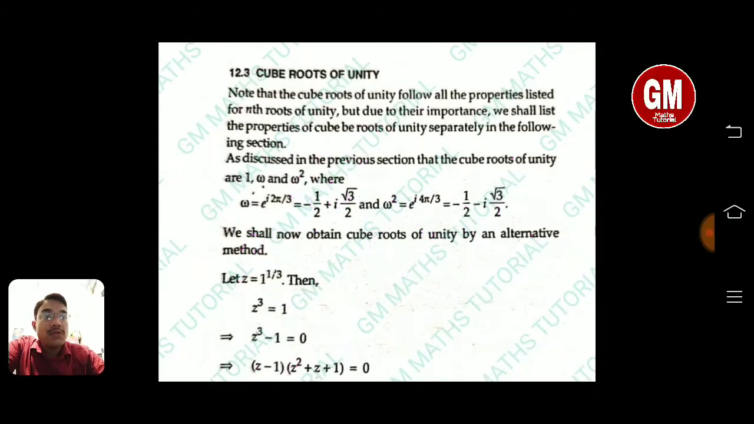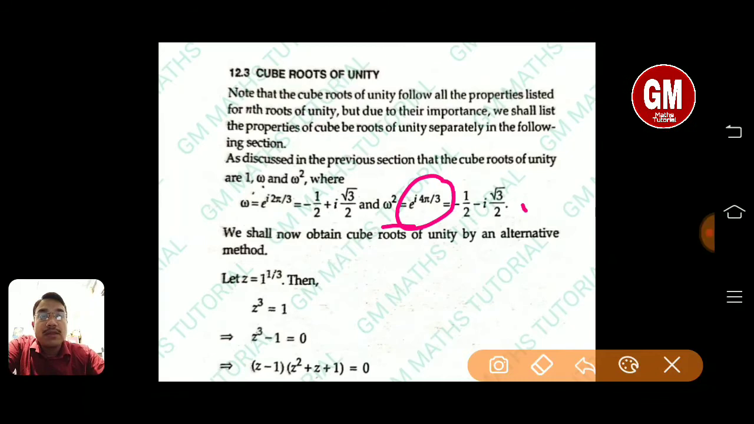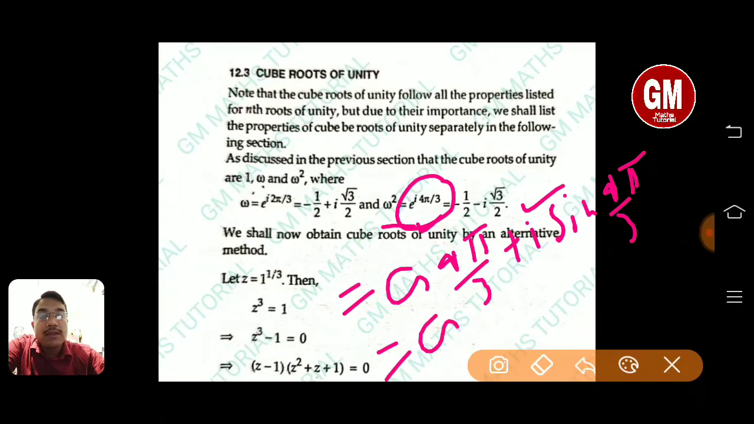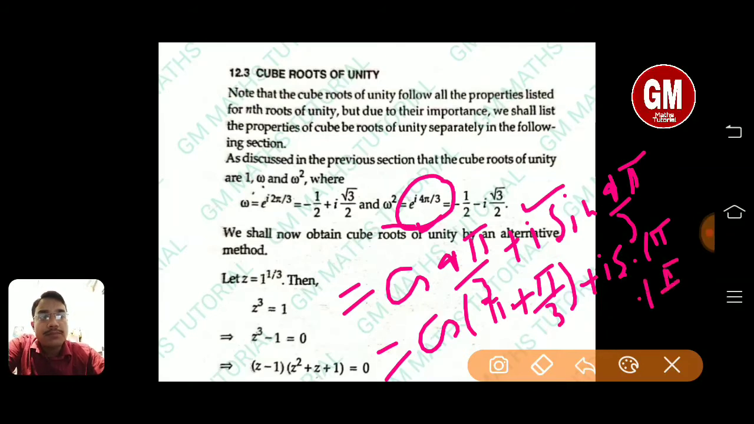Clear? Now let's see omega square, which we can write as e^(i 4pi/3). This is omega square. How can we write it in such a way? As we know, e^(i 4pi/3) can similarly be written by the Eulerian property as cos 4pi by 3 plus i sin 4pi by 3. And it can be written as pi plus pi by 3, which means 4pi by 3, similarly i sin(pi plus pi by 3).